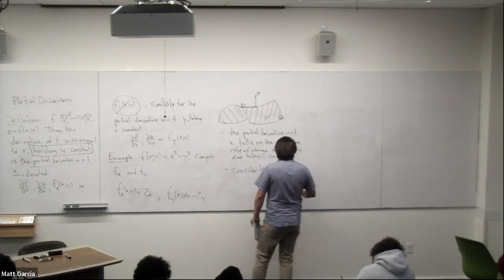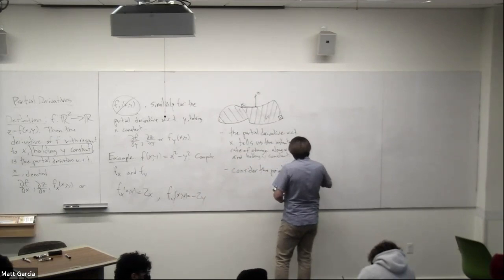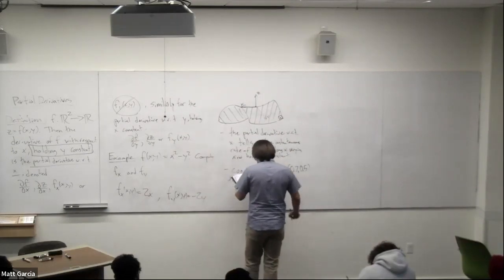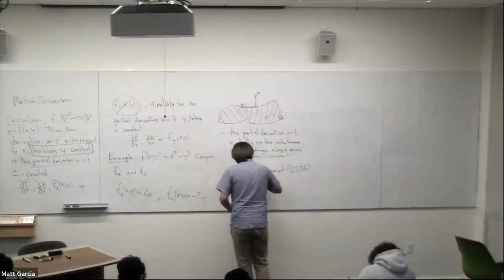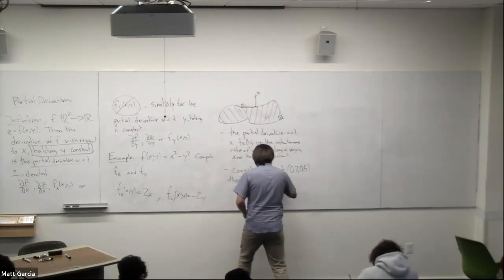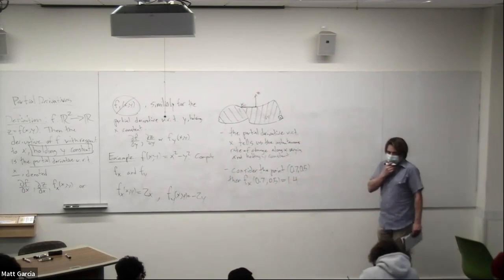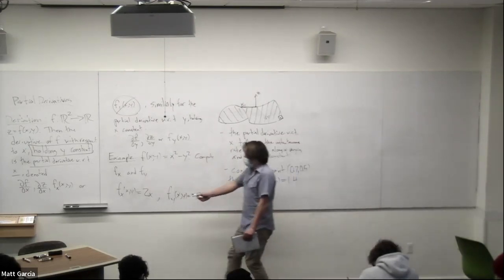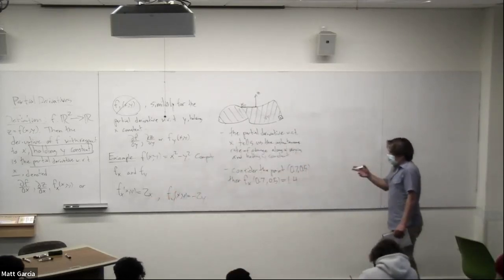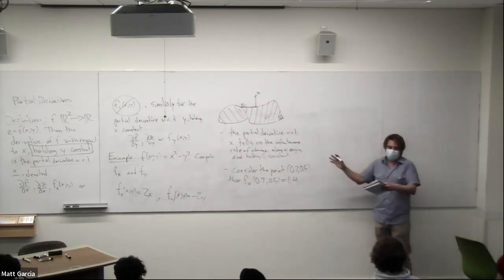Let's, for example, consider the point (0.7, 0.5). Then if we plug this point into our partial derivative of f with respect to x, what do we get? 1.4. That is to say, I just plugged x and y into this formula. So 1.4 is, what's the geometrical interpretation of this number?